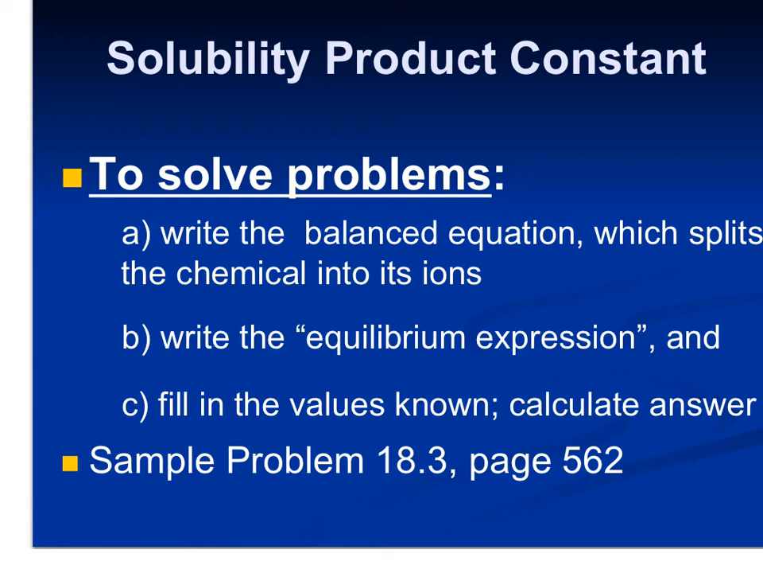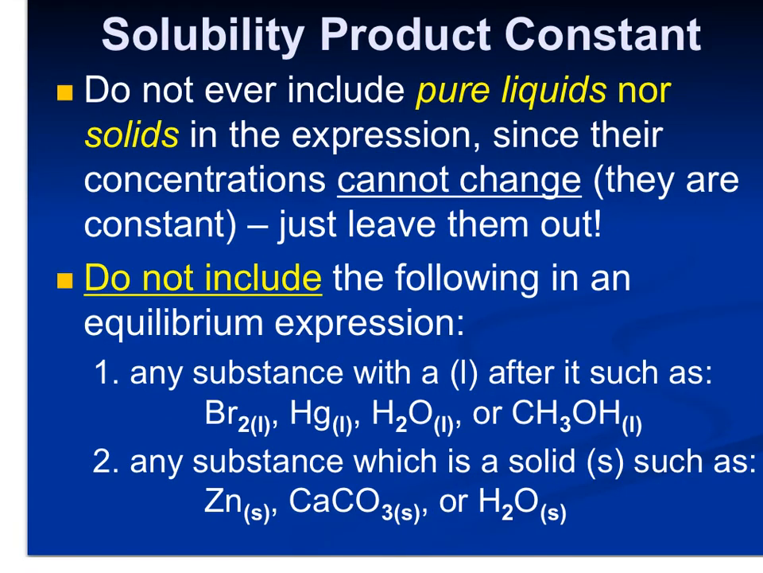Now we will be having some of these problems in class, but here are the steps for how to calculate the solubility product constant. First, you want to write the balanced equation which splits the chemical into its ions. Write the equilibrium expression, fill in the known values, and calculate your answer. So it's pretty simple. Here are a few reminders for writing that solubility constant.